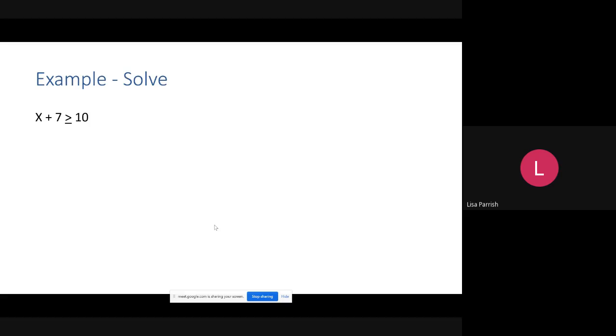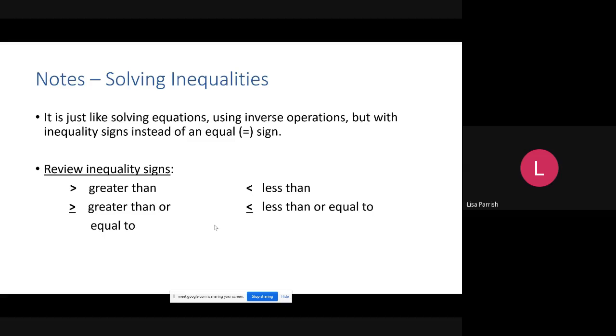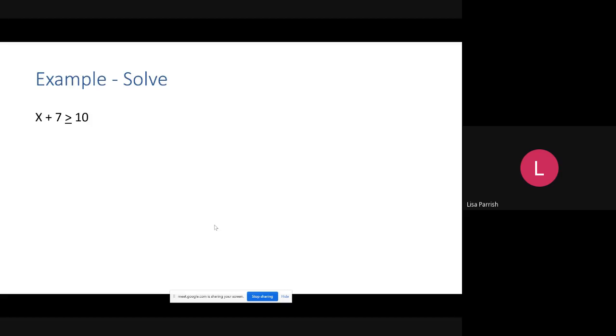So in your notes, I want you to write this problem down. x plus 7 is greater than or equal to 10. All right, so write that down. Now remember, we just said on the previous slide, we are going to solve this just like equations. Okay, so just think about that. Think about those inverse operations. This is addition.